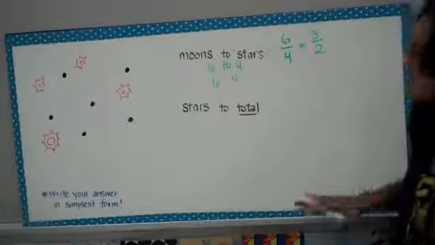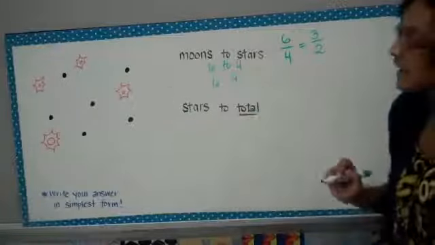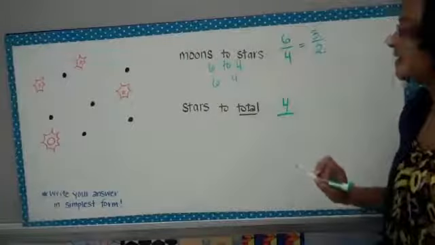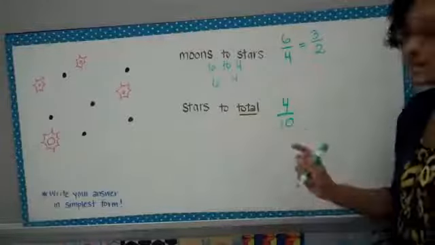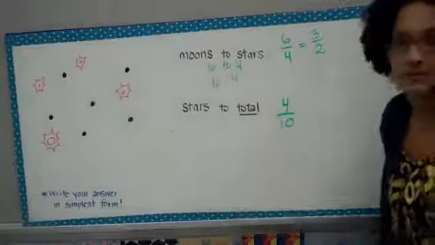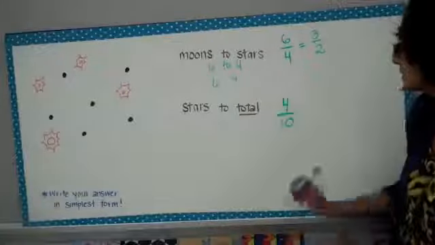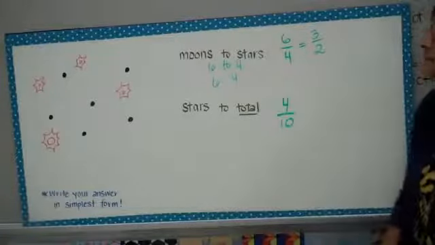Let's try another one. I want to compare the number of stars to the total number of shapes. If I count up, it looks like I have 4 stars. And there are 10 total shapes. Notice that the problem didn't ask me anything in particular about the moons, but I did need to use the moons to figure out the total number of shapes I have. So my comparison of stars to total shapes is 4 to 10.